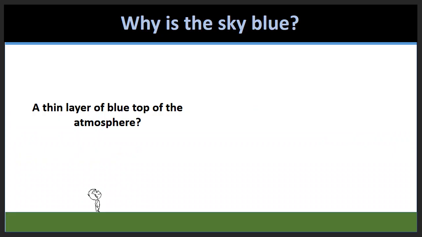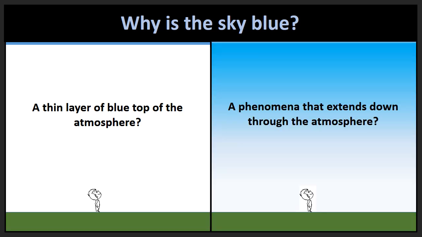So my question is, well, how do you think the sky turns blue? What do you think it is? Like if there's a thin layer of blue on top of the atmosphere? Because if this was the case, then yes, maybe we would see a shadow of the moon. But maybe the atmosphere is a little bit more complex. Maybe it's a phenomena that extends down through the atmosphere.